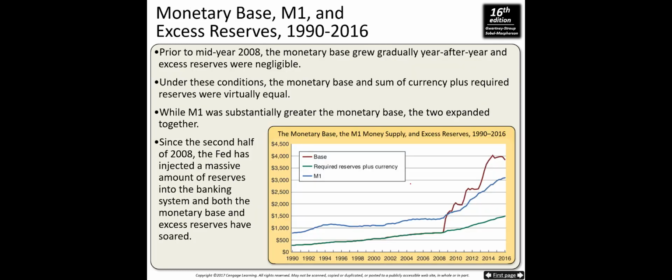You can see the screen here, base represented by the red one, M1 is represented by blue, and required reserve plus currency is green. And as you see, since the second half of 2008, the Fed has injected a massive amount of reserves into the banking system, and both the monetary base and the excessive reserves have soared.